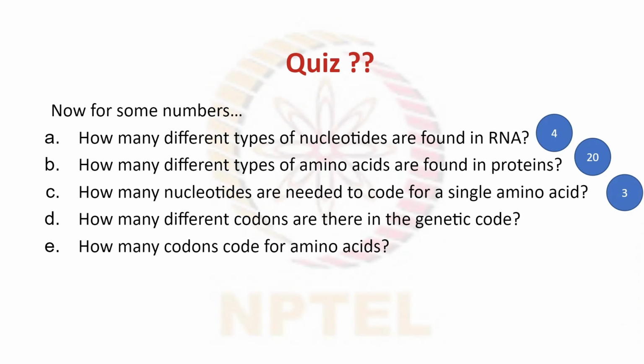How many different codons are there in the genetic code? 64. So how is it 64? Yeah, 4 into 4 into 4. So how many codons code for amino acids?